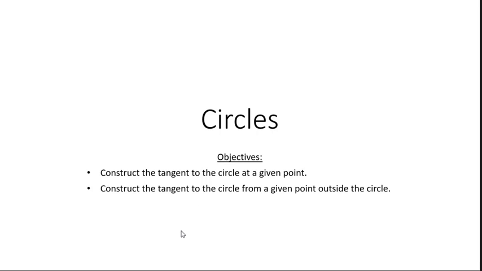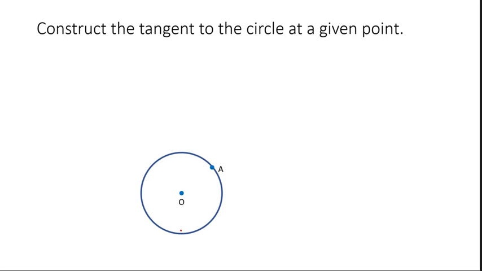In this video, you will learn to construct the tangent to a circle at a given point, as well as how to construct a tangent to a circle from a given point outside the circle. So the first one we're going to work through is creating a tangent to a circle at a given point.